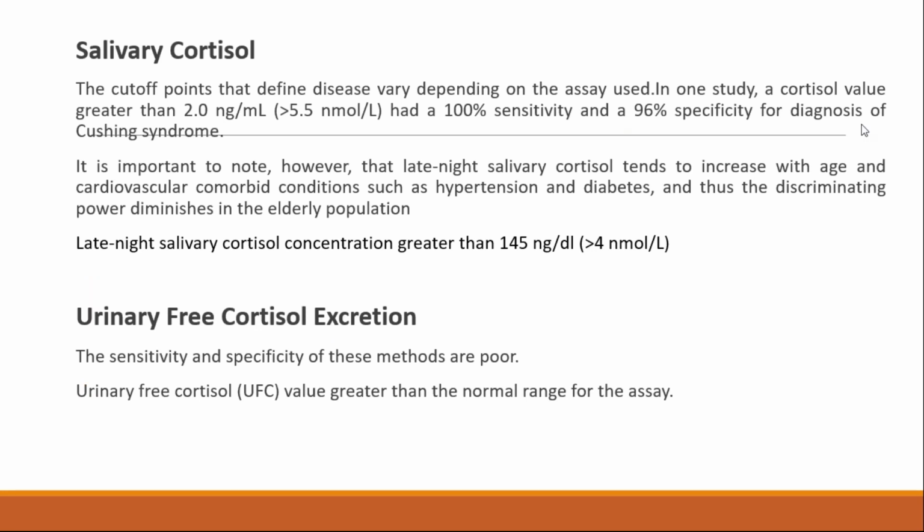Talking about the salivary cortisol test, the cutoff points that define disease vary depending on the assay used. In one of the studies, a cortisol value of greater than 2 nanogram per milliliter had 100% sensitivity and 96% specificity for the diagnosis of Cushing syndrome. It is important to note that late night salivary cortisol tends to increase with age and cardiovascular comorbid conditions such as hypertension and diabetes. Thus, the discriminating power diminishes in the elderly population. So, it is not a very reliable test because of the bias factors. But this is the value: late night salivary cortisol concentration greater than 4 nanomole per liter is the cutoff for Cushing syndrome.